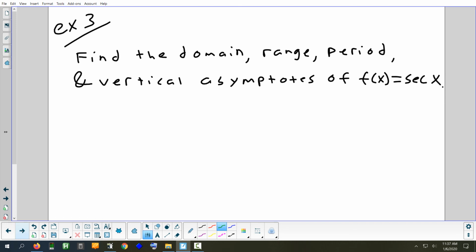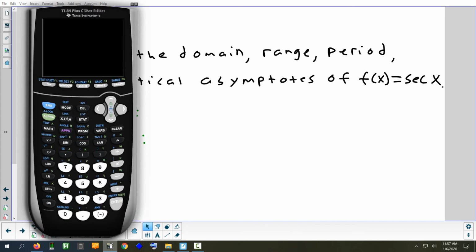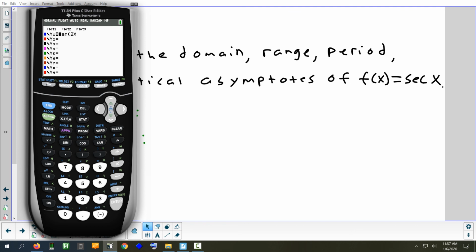All right. Let's start with the range. I'll come back to domain. So secant. How do I type in secant? Because I don't have a secant button. Yep. 1 over sine? That's cosecant. Or 1 over cosine? Yes. 1 over cosine. Now, I know I'm not looking at one cycle. I'm just interested in the range.